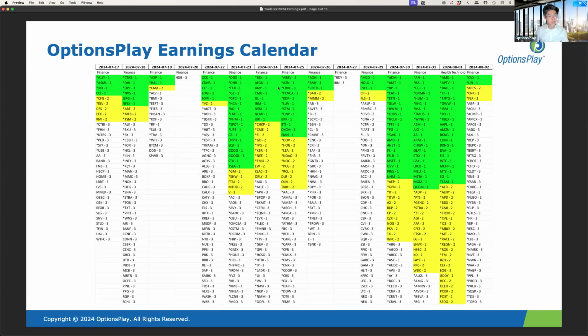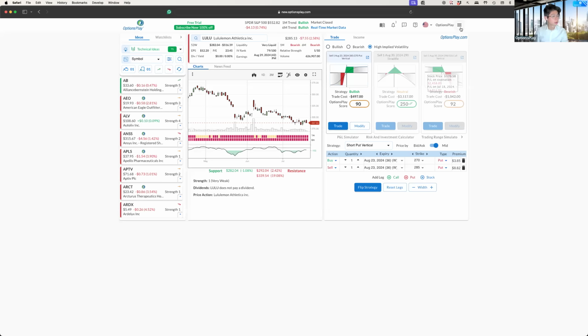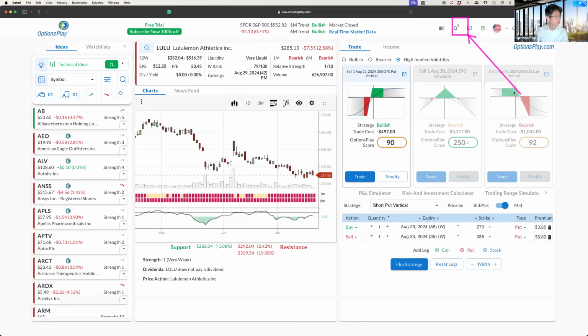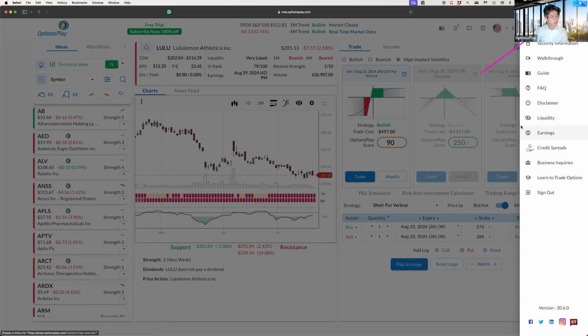So looking at the earnings calendar, this is something that's unique to OptionsPlay. We built the OptionsPlay earnings calendar to make it as easy as possible for you to navigate earnings season. You can find the earnings calendar by clicking on the hamburger menu, which is in the upper right-hand corner of your OptionsPlay platform. Let me make this a little bigger so everyone can see. You click on the hamburger menu in the upper right-hand corner of your OptionsPlay platform, you click on earnings, and within the hamburger menu right here, that will get you to our earnings calendar. That is your navigator for earnings season.